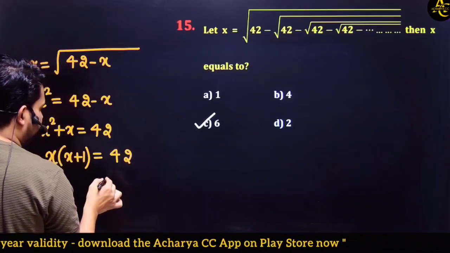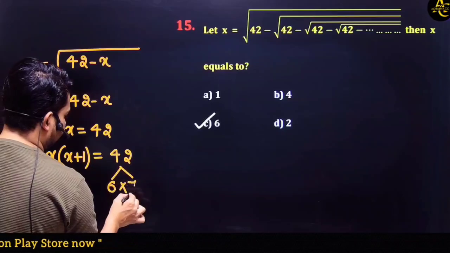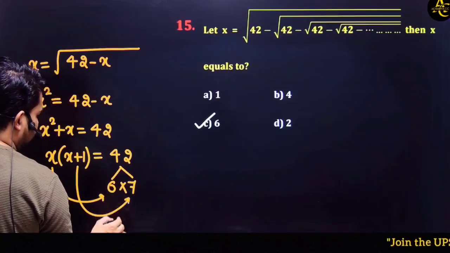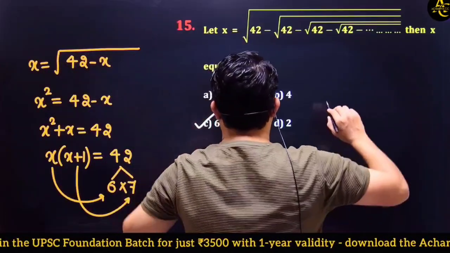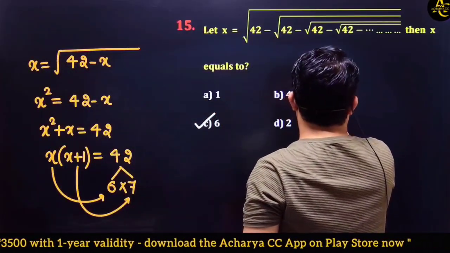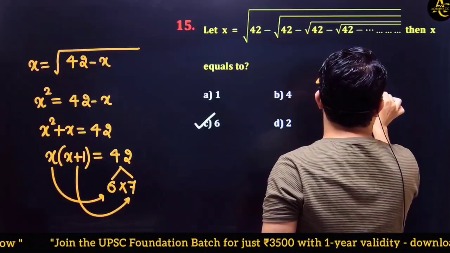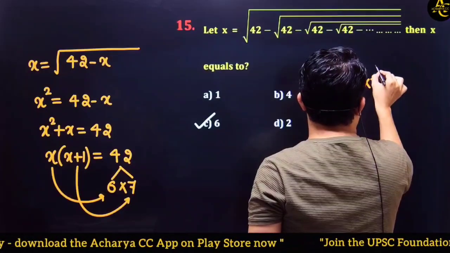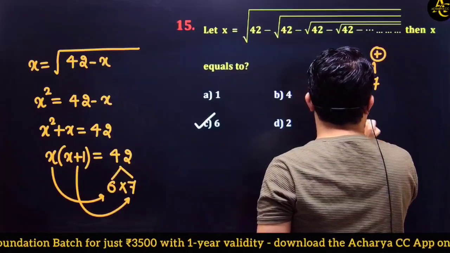So make two factors of 42. It is 6 into 7. See, if x is equal to 6, then x plus 1 is equal to 7. I can say that the value of x will be 6. So what will we do? 42, we will factorize it, 6 into 7, whose difference is 1. If there is a minus sign in between, then 6 is the answer. And if there is a plus sign in between, then 7 is the answer. In case of plus, in case of minus.